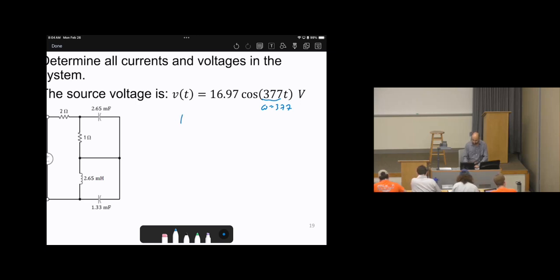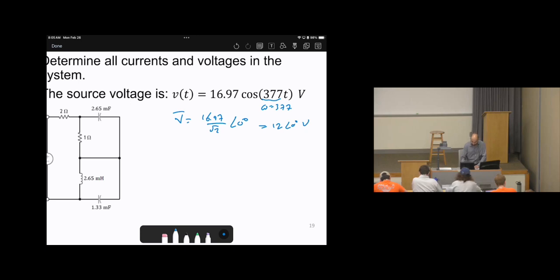Then in order to find V bar, we can say directly, V max over square root of 2, so 16.97 over square root of 2, because we are using the RMS representation. Again, the textbook used the max, while in our analysis we're using the RMS. So in other words, the phasor domain V bar equals V RMS angle alpha, or V max over square root of 2 angle alpha. Here there is no alpha, so the angle will be 0. So this will be 12 angle 0 degrees volts.